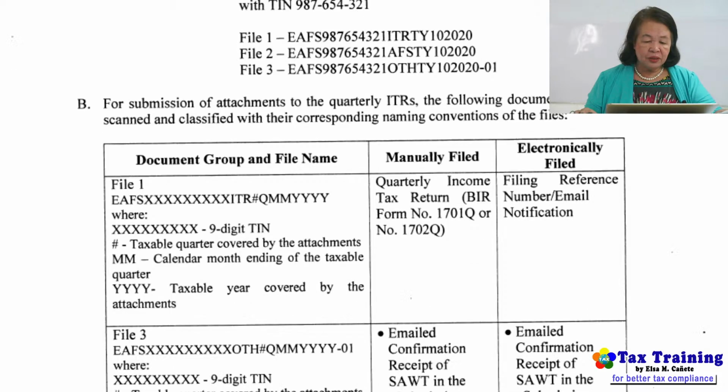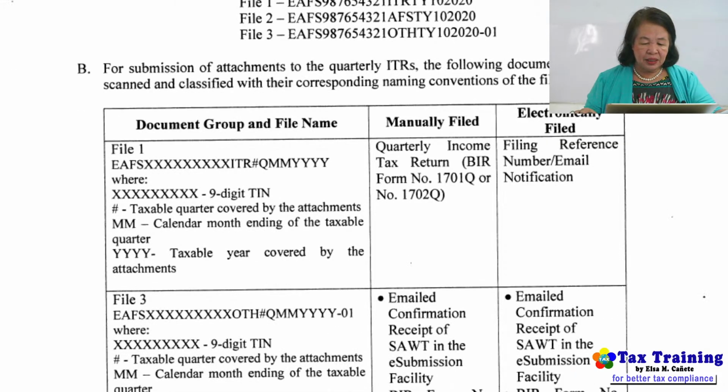So, email confirmation receipt of SAWT in the e-submission facility for BIR Form number 2307 or the tax debit memo and others, no? Sa electronically filed naman, email ka ng confirmation receipt of the SAWT para sa 2307. Ano yung SAWT? Summary of Alphalist of Withholding Tax. So, BIR Form number 2307 and tax debit memo or none of the others.